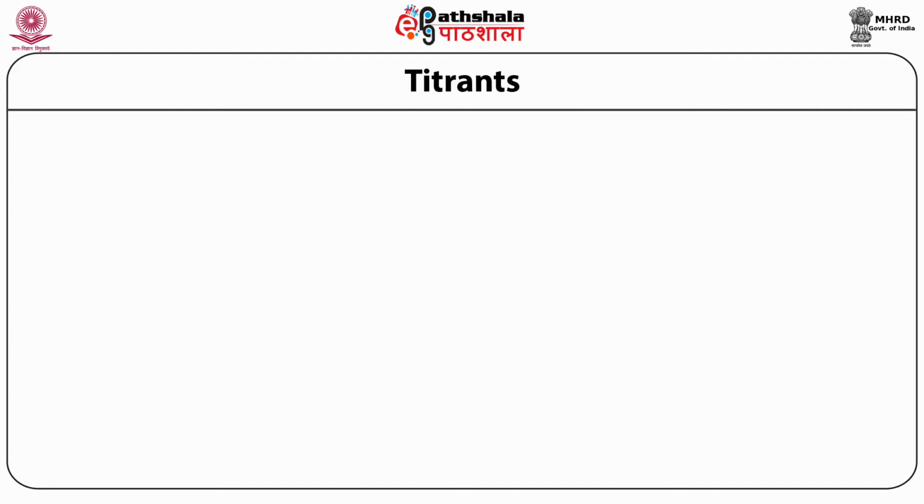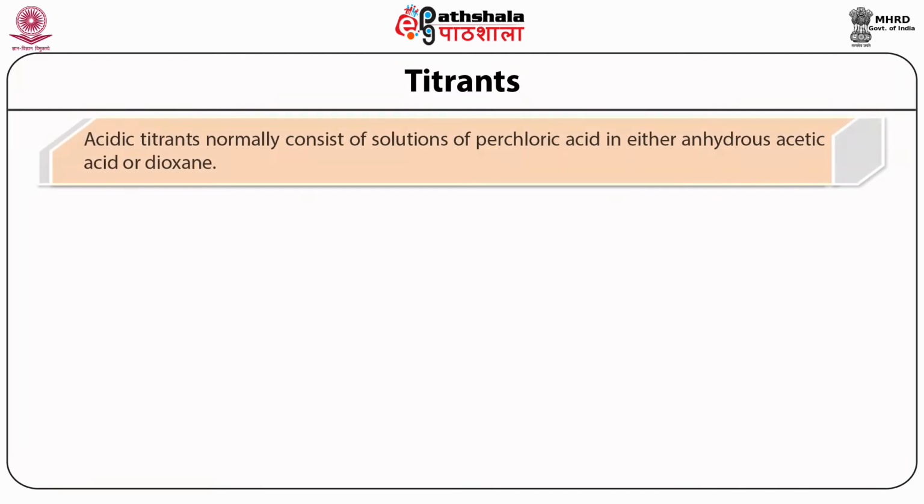Since perchloric acid is the strongest mineral acid, acidic titrants normally consist of solutions of perchloric acid in either anhydrous acetic acid or dioxane. Acetic acid solutions that are 0.1 to 1.0 F in perchloric acid commonly are used. Perchloric acid is essentially 100% ionized in acetic acid. It exists as the ion pair H2OAc+ ClO4- as well as the solvated ion H2OAc+.